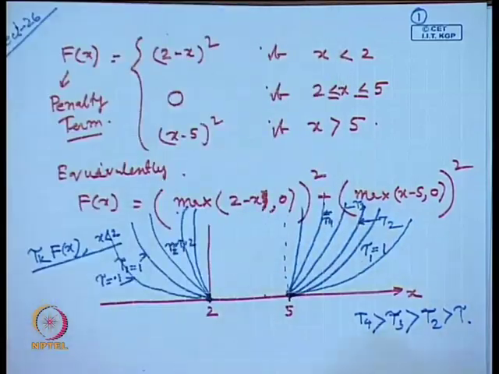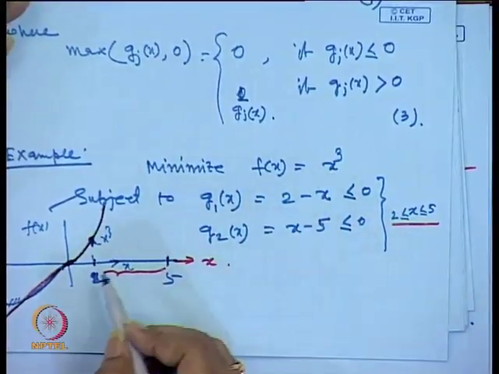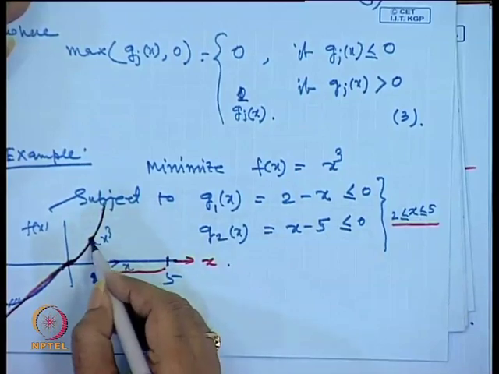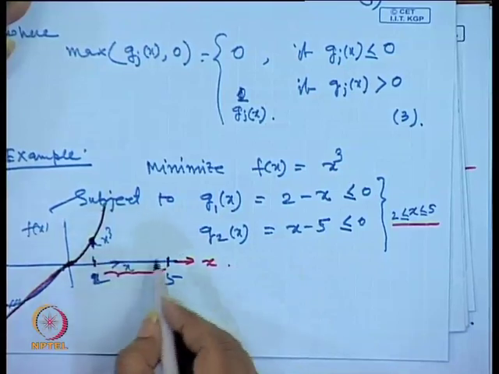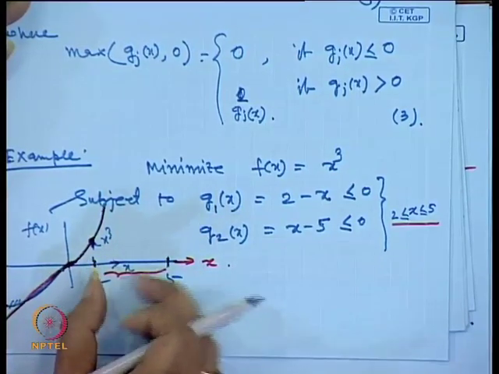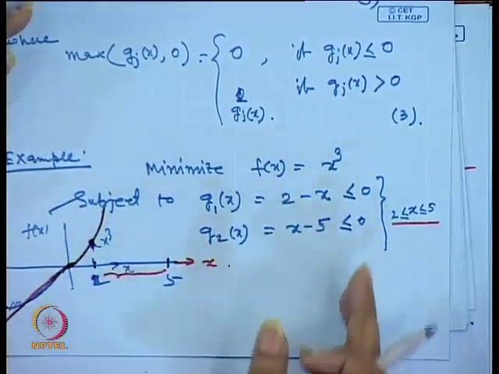In this region, what is the minimum value of this function? At x equal to 2, we will get the minimum value of this function. Agree? x equal to 2, because this region is 2 to 5. If you increase the value of x in this region, the function value is decreasing. It is obvious from this figure.